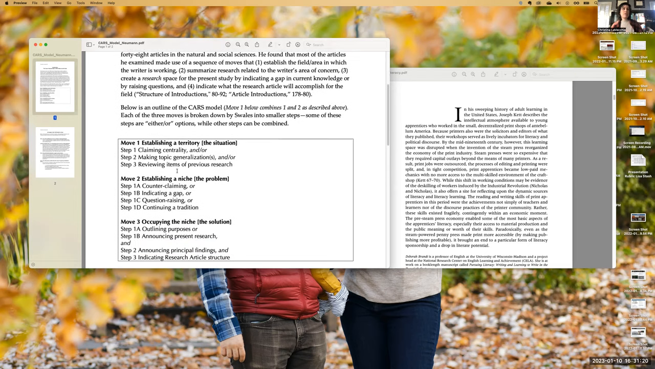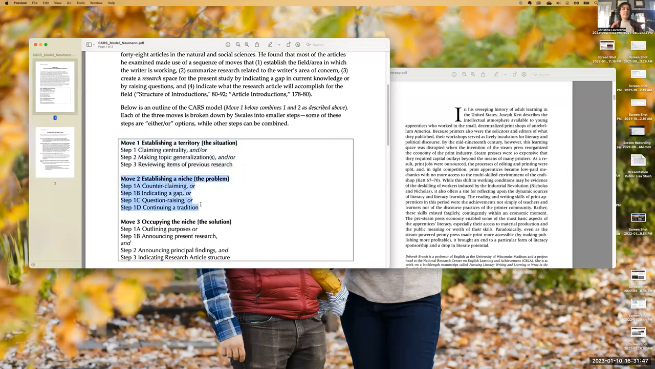First, you establish the field or area that I'm writing in. He calls it establishing a territory. And it does these smaller things: it says it's important, that's what claiming centrality means. It might make generalizations about the topic, or typically you'll see it review previous research on the subject. Okay. That's all that's involved in saying, here's the area of research that I'm working in.